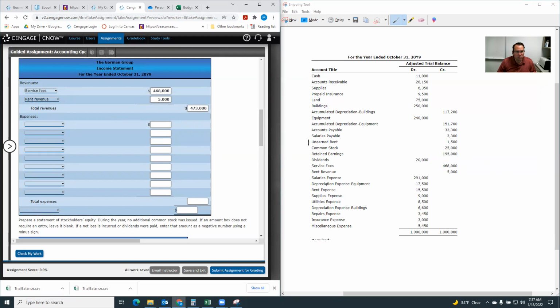And then our expenses are all right here. You can see their biggest expense is the salaries expense. They also have depreciation expense on the equipment, rent expense, supplies expense, utilities expense, depreciation expense on their buildings, repairs expense, insurance expense, and miscellaneous expense. Again, I'm just pulling these numbers right off of the trial balance. I'm not making anything up or doing any other math. Just what's given to us right there.